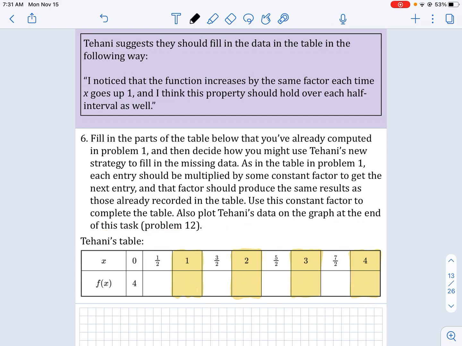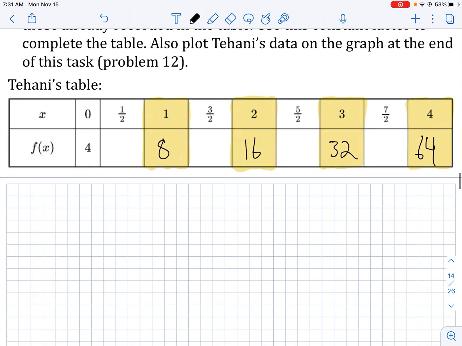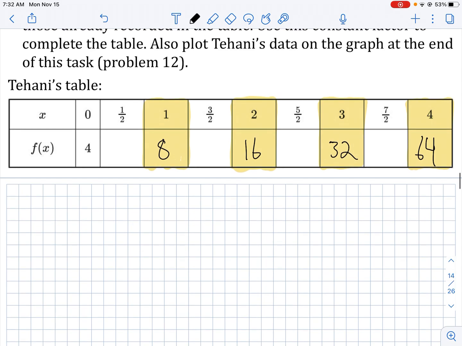So, once again, 8, 16, 32, 64. But now we need a constant factor. When we were looking at Travis's, we just added them together, got 4 plus 8 is 12, divided by 2, and got 6. So we added 2 and then added 2. But Tehani's saying we need to have a constant factor.